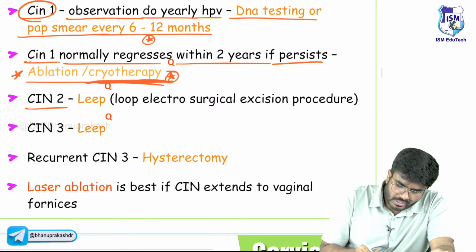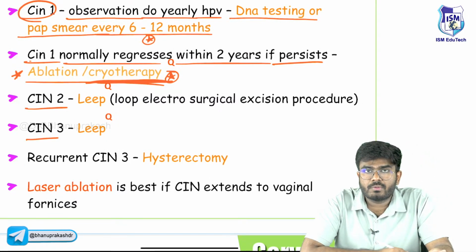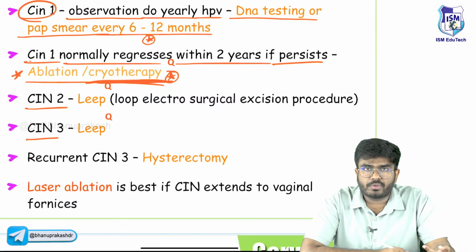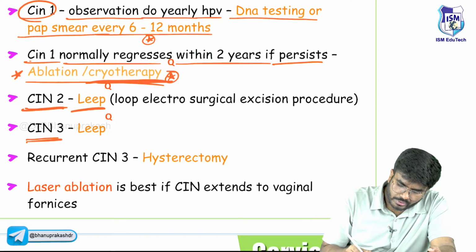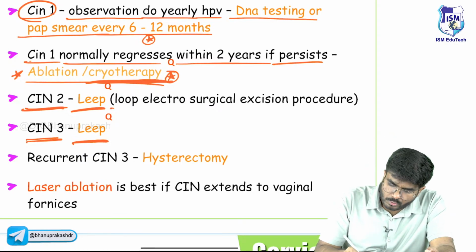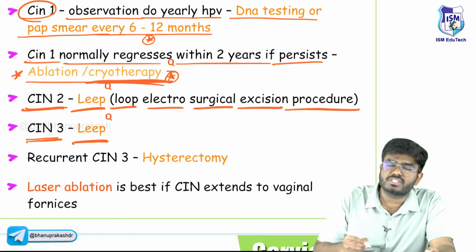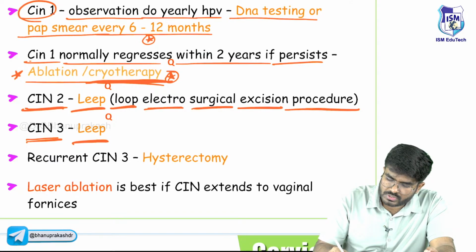Now, for CIN2 and CIN3, which are considered as the HSIL, high grade squamous intraepithelial lesion, we are going to do the LEEP. LEEP means loop electrosurgical excision procedure. Okay, loop electrosurgical excision procedure.